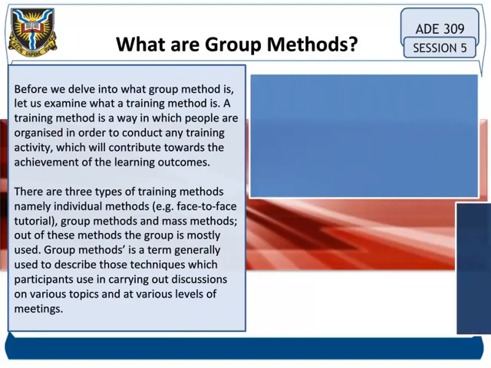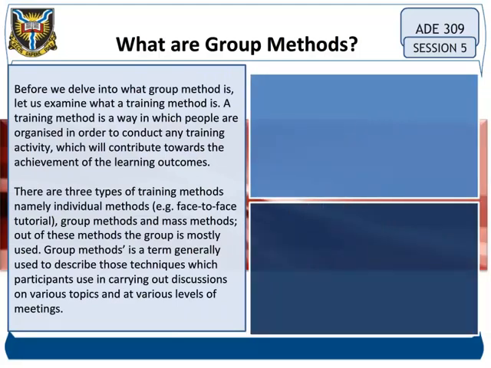What are group methods? Before we delve into what group method is, let us examine what a training method is. A training method is a way in which people are organized in order to conduct any training activity, which will contribute towards the achievement of these learning outcomes. There are three types of training methods, namely individual methods, e.g. face-to-face tutorial, group methods, and mass methods. Out of these methods, the group is mostly used.